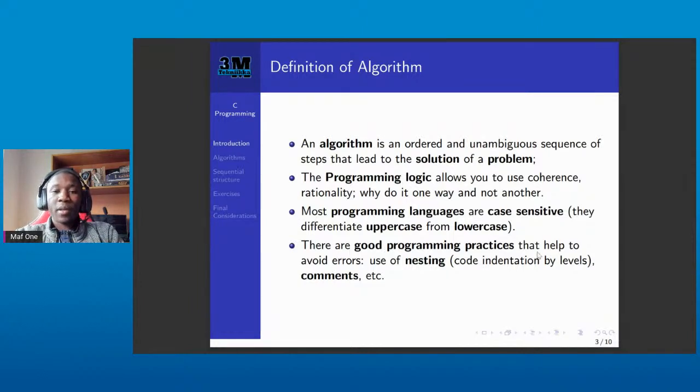So there are good programming practices. We need to practice every day nesting and comments. Nesting is to organize the code so anyone can read it easily. And comments also allow people to understand, even you, when you come back to your code months or years later. Because right now we are writing small pieces of code, but in the future you're going to be writing code with dozens and hundreds of lines.